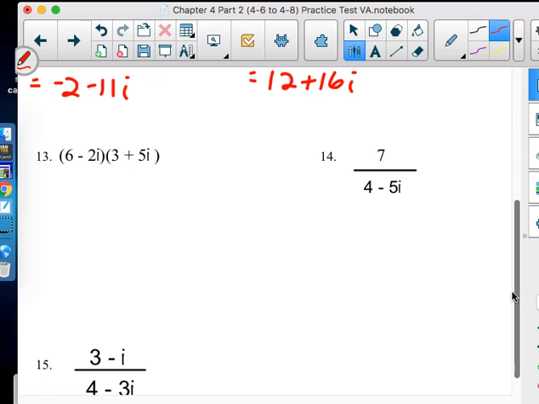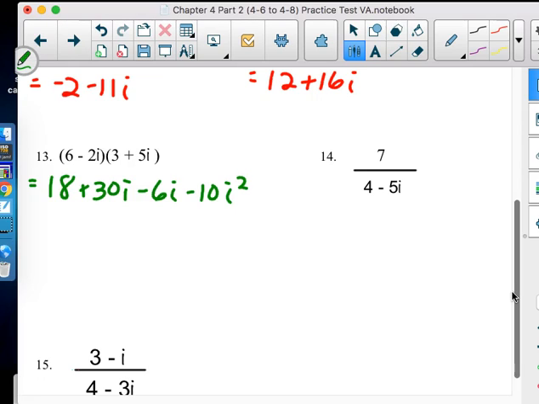Yeah, now we do FOIL. There's no plus or minus between that one, so this one is going to be FOIL. So first times first, 18. Outside times outside, plus 30i. Inside times inside, minus 6i. Last times last, minus 10i squared. Give me a light bulb moment. i squared is negative 1.